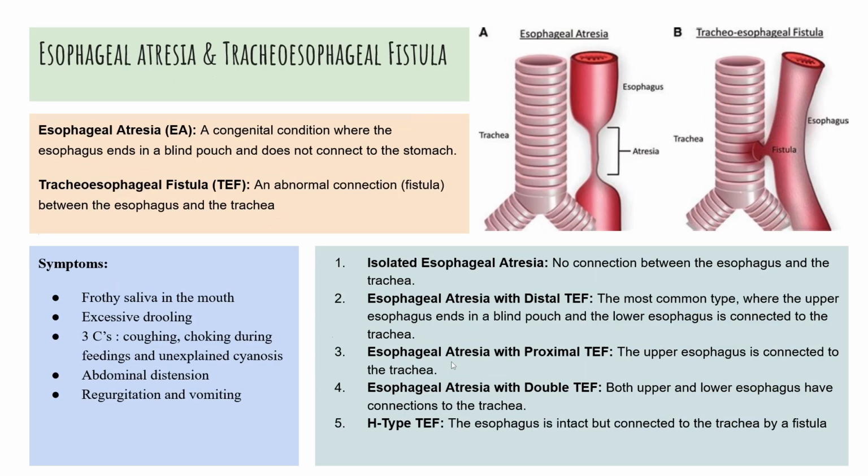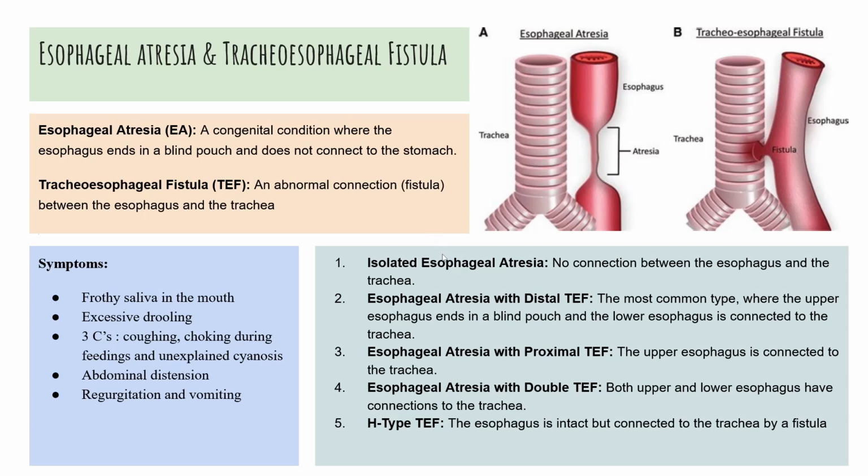Next we have esophageal atresia, which is another condition, along with tracheoesophageal fistula. In esophageal atresia, the esophagus is constricted at the end. It is a congenital condition where the esophagus ends in a blind pouch and does not connect to the stomach. In a tracheoesophageal fistula, there is an abnormal connection between the trachea and esophagus.